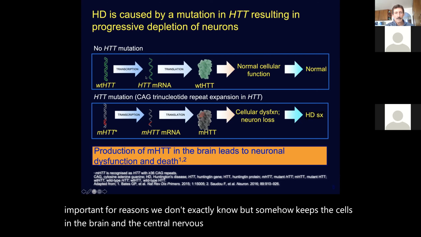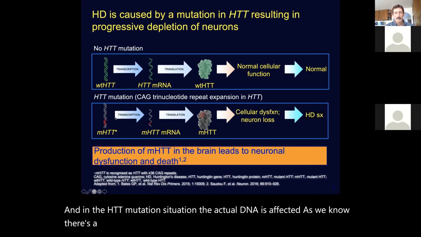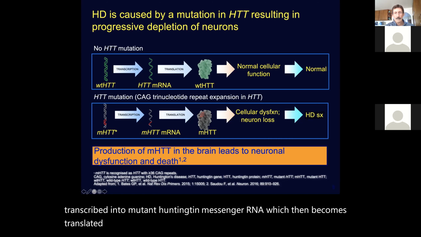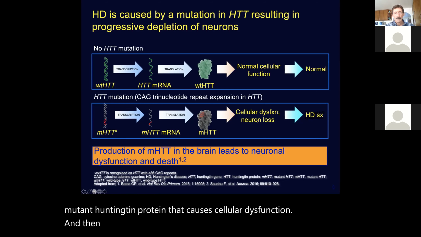And in the HTT mutation situation, the actual DNA is affected. As we know, there's a mutant Huntington area. This mutant area then becomes transcribed into mutant Huntington messenger RNA, which then becomes translated into the mutant Huntington protein. And we think that it's that mutant Huntington protein that causes cellular dysfunction and then neuron loss or nerve cell loss and leads to Huntington symptoms.